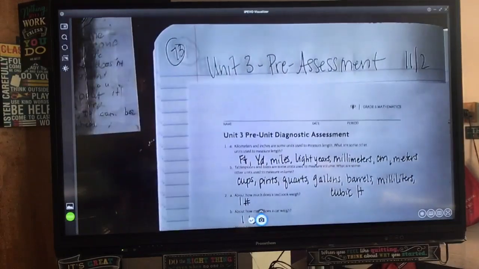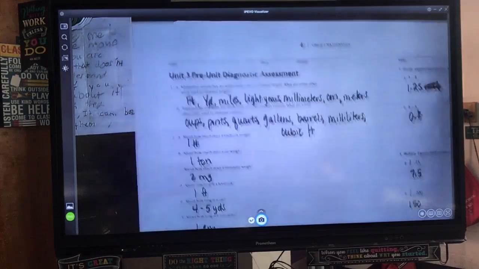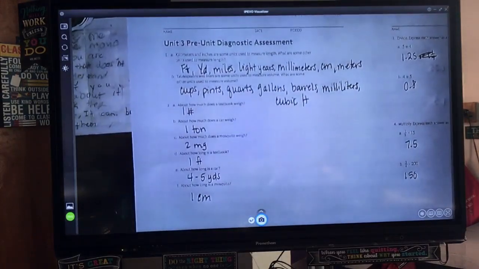Question number 1 says kilometers and inches are units used to measure length. What are some other units used to measure length? You don't have to have all of these, just have one of these, okay?